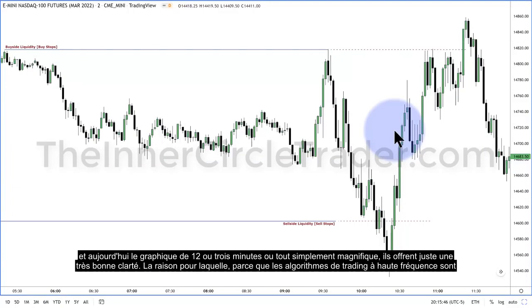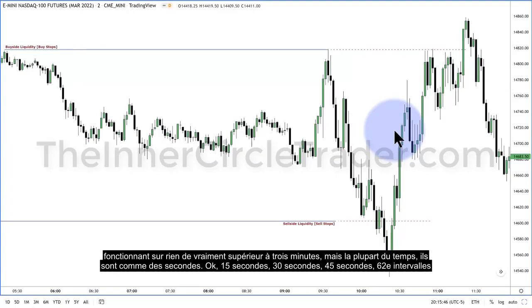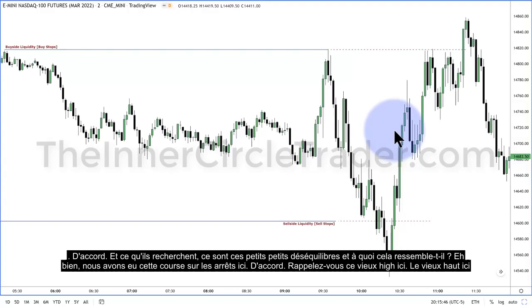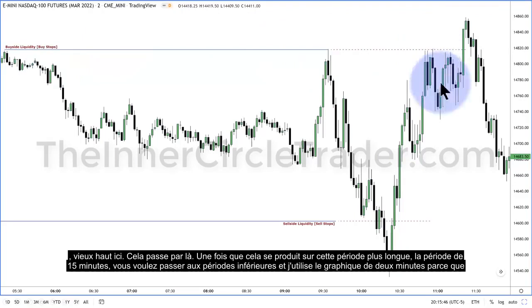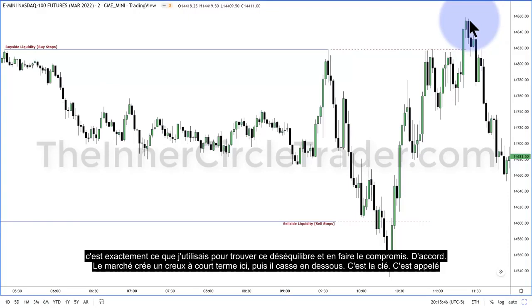The reason why, because the high frequency trading algorithms are operating on nothing really higher than 3 minutes. But the majority of the time, they're like seconds, okay? 15 second, 30 second, 45 second, 60 second intervals, okay? And what they're looking for are these small little imbalances. And what does that look like? Well, we have that run on the buy stops here, okay? Remember that old high here, the old high here, old high here. It runs right on through that. Once this occurs on that higher time frame, 15-minute time frame, you want to drop down to the lower time frames. And I'm using the 2-minute chart because this is exactly what I was using to find that imbalance and trade off of it, okay?